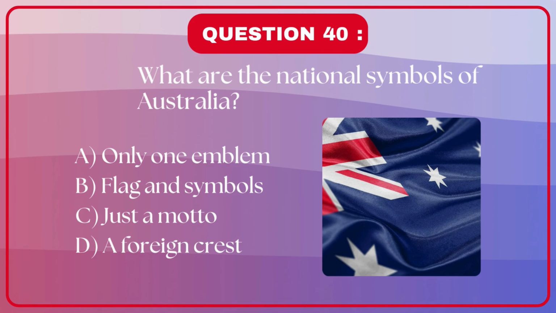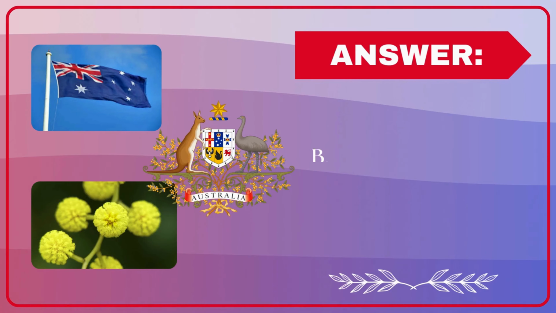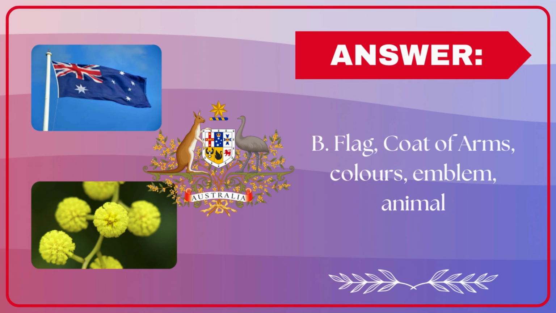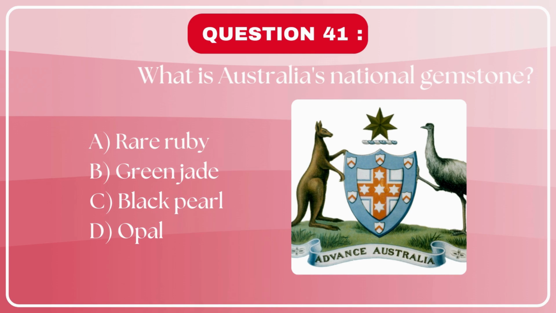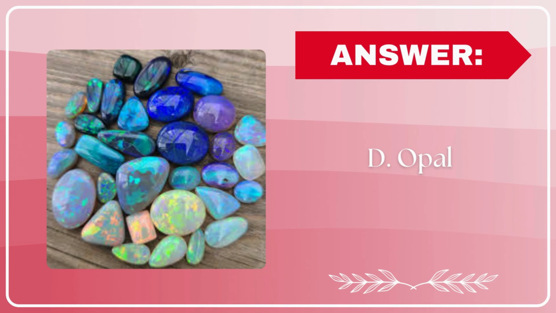What are the national symbols of Australia? Flag, coat of arms, national colours, floral emblem, national animal. What is Australia's national gemstone? Opal.